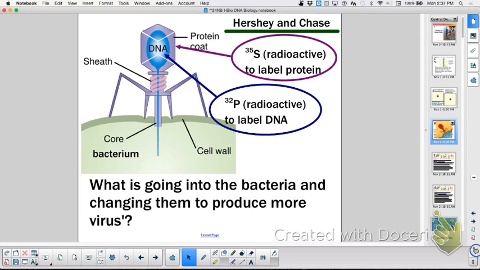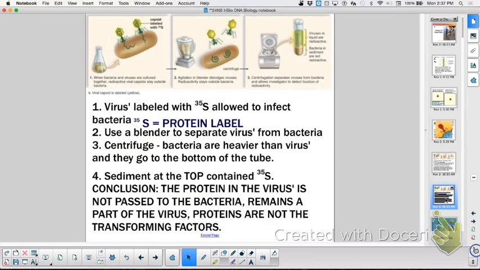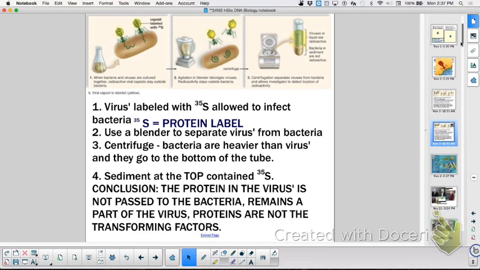And they were able to find, when those viruses infected bacterial cells, that radioactive phosphorus was found inside the bacteria. And that gave evidence that it was the DNA that they used to invade and take over the host cell machinery, and that it was a nucleic acid. And we talked about how they used blenders to separate and then a centrifuge.